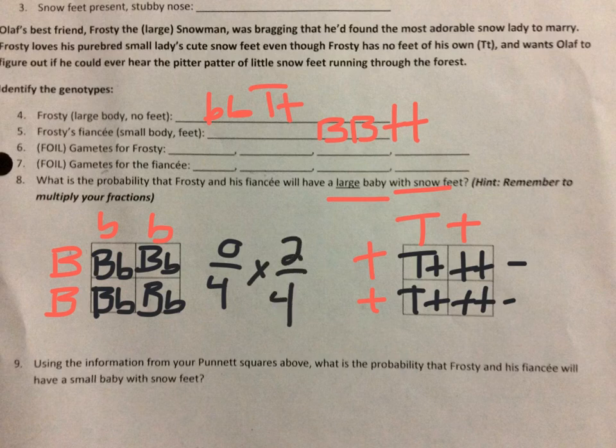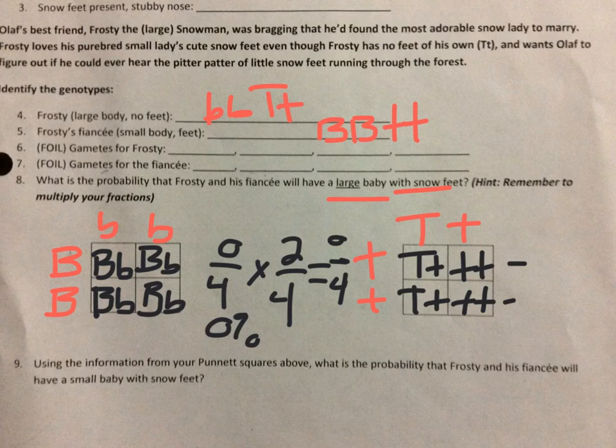And the math geniuses in my classes have already said, Miss Jones, you just said 0 out of 4 for the first thing, and 0 times anything is 0. I know, you still got to set up the problem. So when I multiply, top times top, bottom times bottom, multiplying fractions is no problem. I get 0 out of 4. Or there's a 0% chance that they will have a large baby with snow feet.